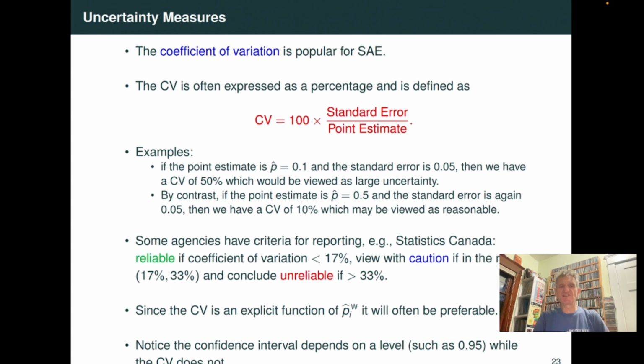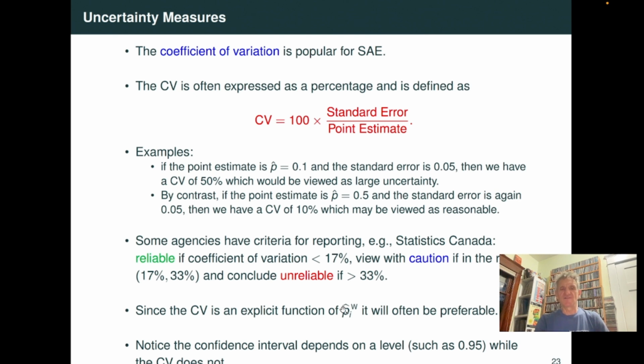If it's between 17 and 33%, we'll view it with caution. And then if it's greater than 33%, we'll call it unreliable. Now, it's always hard to have these hard and fast rules, but these guidelines are something to keep in mind. It always depends, but basically, is the estimator fit for purpose? And so we have to examine the uncertainty to do that.